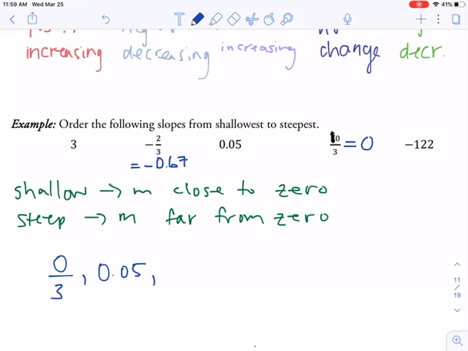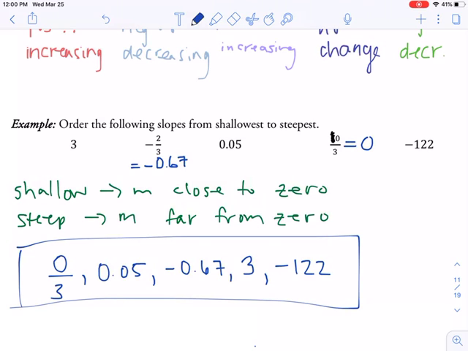Then the next one we can see is negative 0.67. The reason I know that is because the other two that remain, 3 and negative 122, are both greater than 1, and negative 0.67 is still less than 1, so we have to do that one first because it's a smaller number, closer to 0. Then we have 3, which is clearly closer to 0 than 122, and then that leaves negative 122 for last, so that would be our final answer.